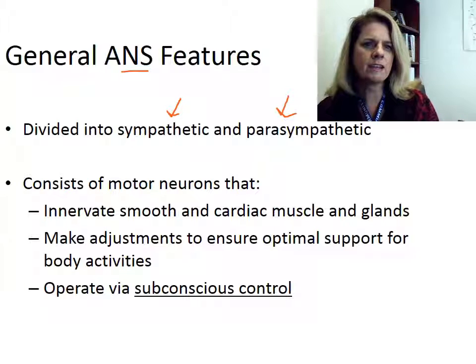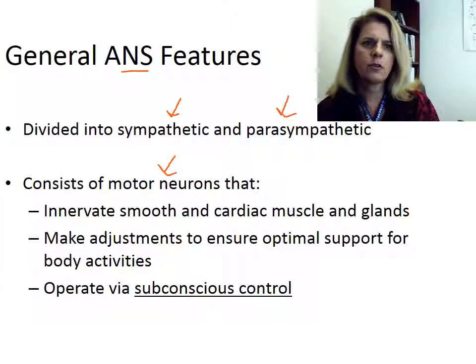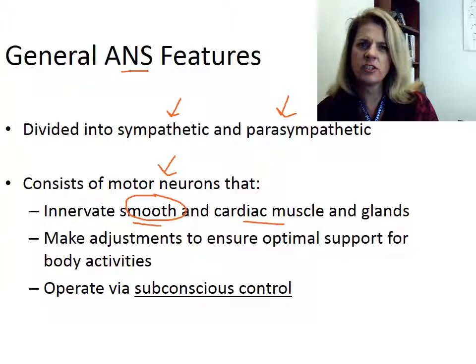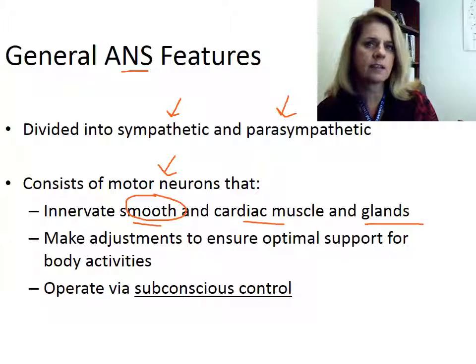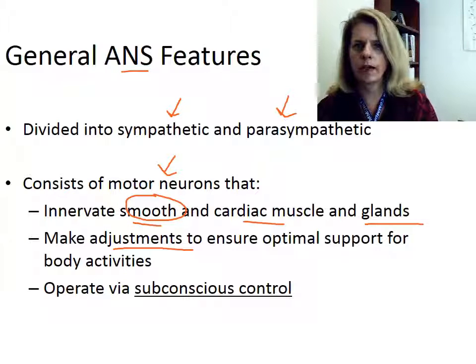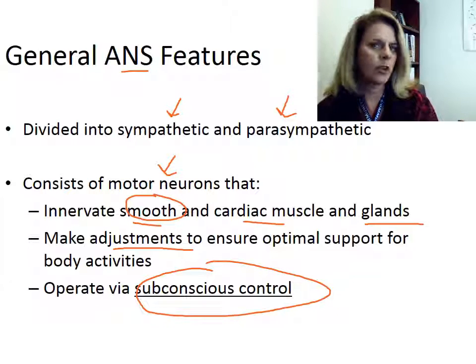And what the ANS does is you have motor neurons, that means output, efferents, that go to your smooth muscle and your cardiac muscle. So things like smooth muscle in your digestive system, cardiac muscle in your heart, and glands, things that produce stuff. And they help make adjustments to help ensure your optimal support for body activities. So homeostasis. So the ANS is really involved in a lot of things that help control your homeostasis. And all this is done at a subconscious level. You don't have to think about it.